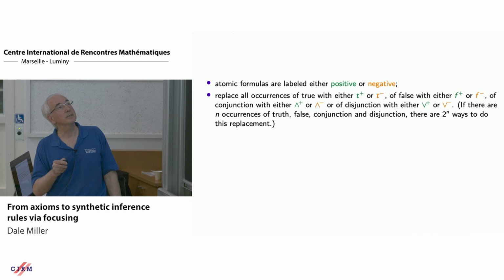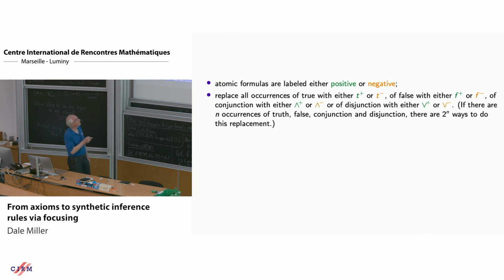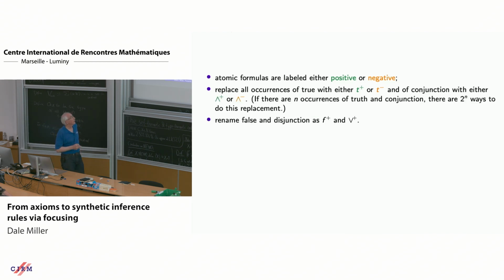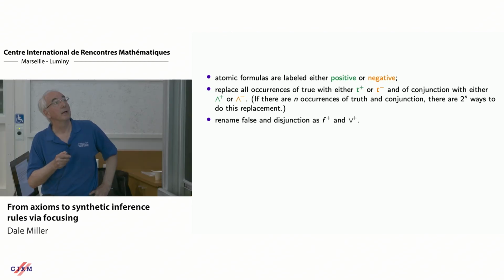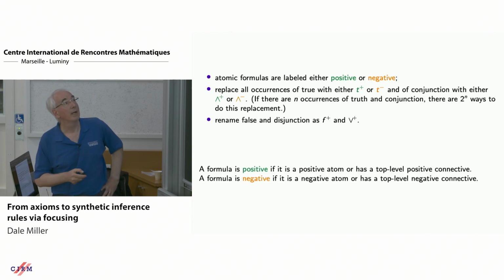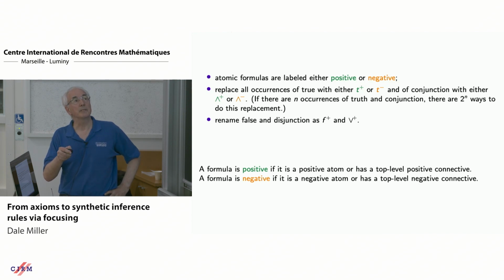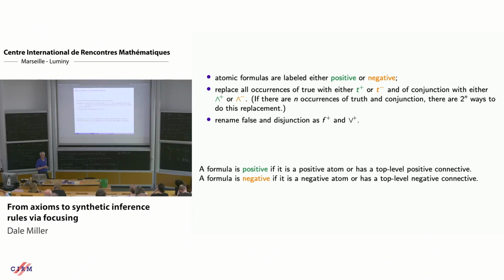And when you're doing this, true and conjunction have to be labeled with either a plus or a minus in the polarized formulas. And if you're in classical logic, you also have to resolve which or you mean, the positive or the negative. If you have n occurrences of these ands and ors, you have 2 to the n ways to do that. So there are just a lot of possibilities for polarization. If, however, you're in the intuitionistic setting, then you would just do this. There is no ambiguity about what the or and false should be. And now again, a formula is positive if it's a positive atom or its top-level symbol is positive, and similarly for negative. Okay?